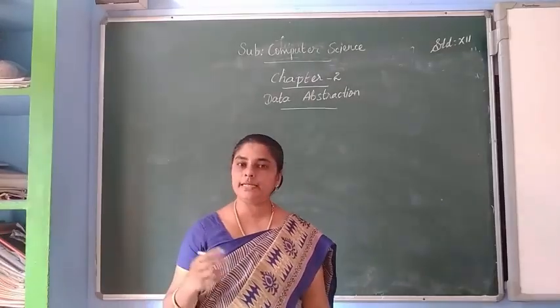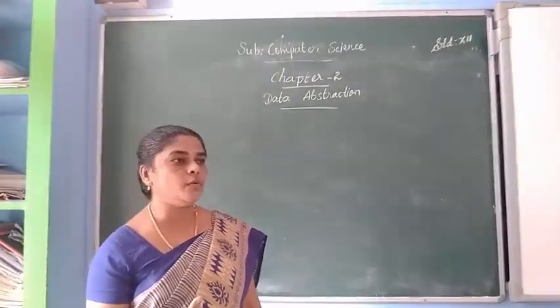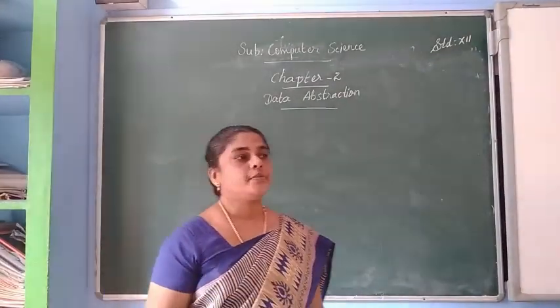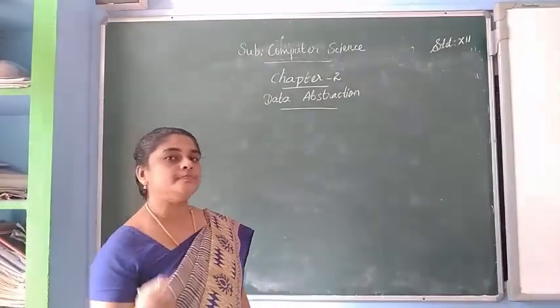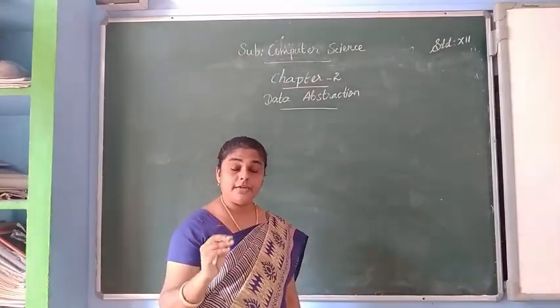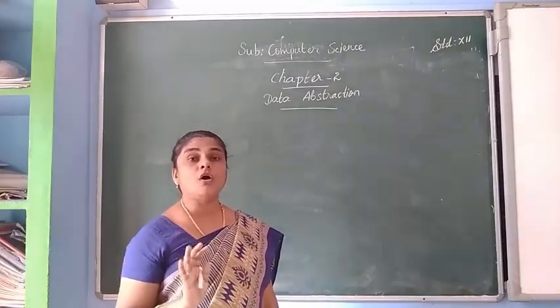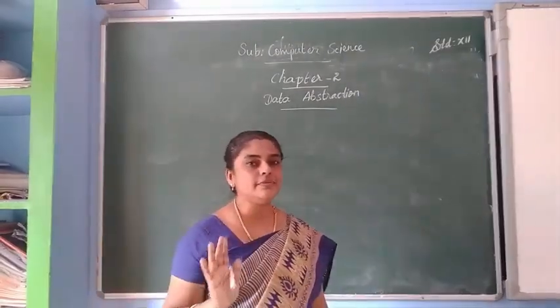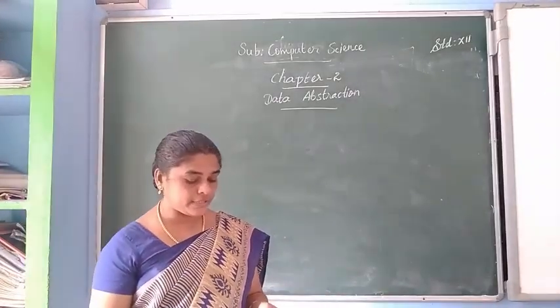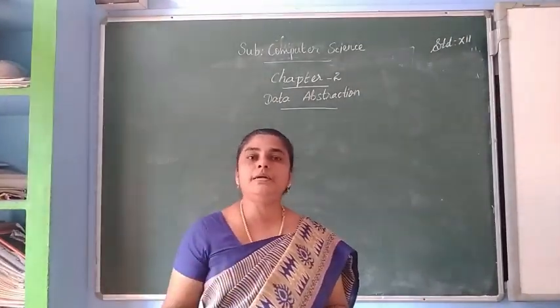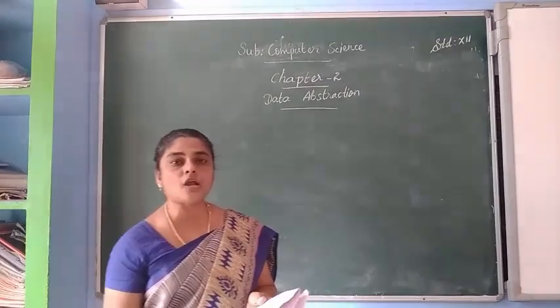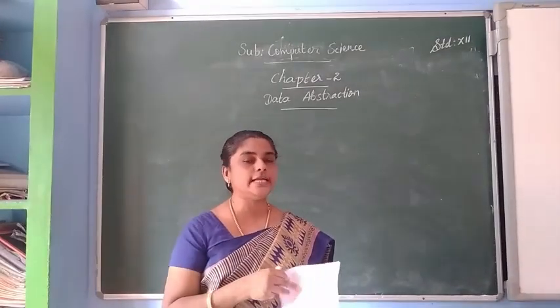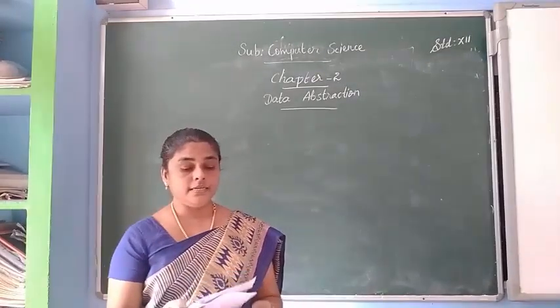What are the two types? First one, parameter without type. Then what is the second one? Parameter with type. Parameter without type means what? The variables used in the programs are not declared. So that is known as parameter without type. Parameter with type means the variables must be declared, whether it is integer or float or string. So that is known as parameter with type.